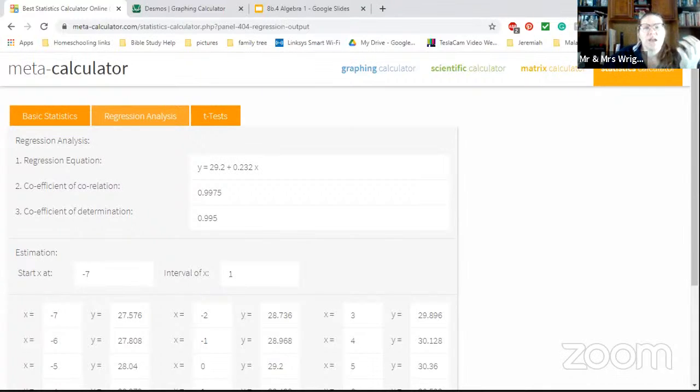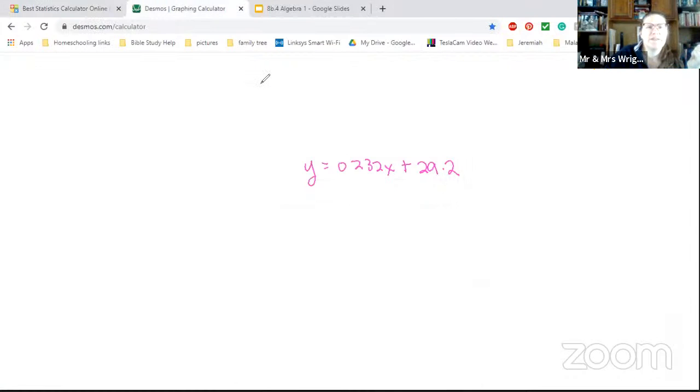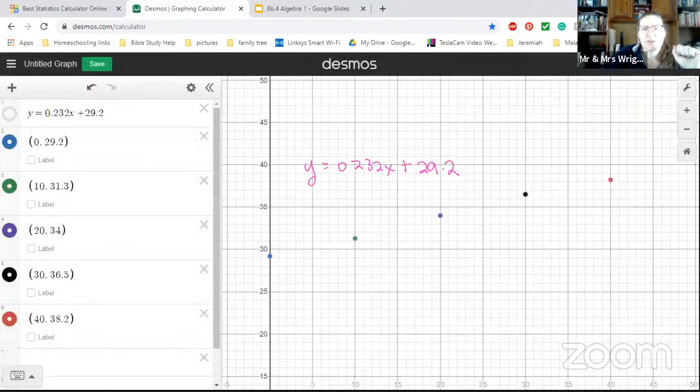So we would need to switch it around. It would be something like y equals 0.232x plus 29.2. And that would be our formula, right? Now, I have graphed all of these points on Desmos, my calculator I like to use on the computer. And you can see all of the points here, right? And then I've also graphed this right here, if you notice, is that same equation, y equals 0.232x plus 29.2. So we're going to see how close this gets to all of those.